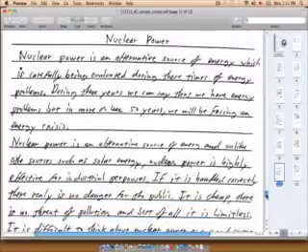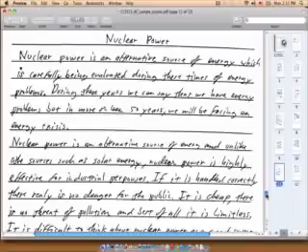So, Band 7 student. Nuclear power is an alternative source of energy which is carefully being evaluated during these times of energy problems. During these years, we can say that we have energy problems, but in more or less 50 years, we will be facing an energy crisis. Okay, so already we can see the paragraph is much cleaner. It is to the point.